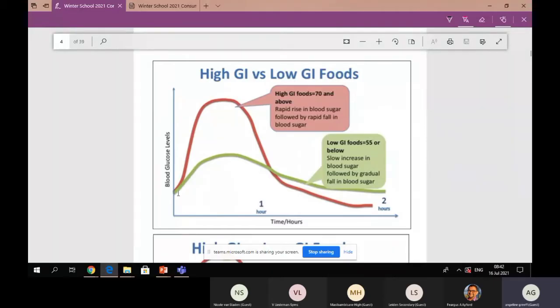Okay, then when we have a look at low GI foods, there is a slow increase over time. As you can see, it's not this rapid rise as with the high GI, so it's a slow increase over time, followed by a gradual fall in sugar. Okay, so we've got sustained energy because the glucose is being released slowly into the blood, right? So this is how we can use this graph to explain the differences between the two, and it's important that you also understand and know how to explain that.